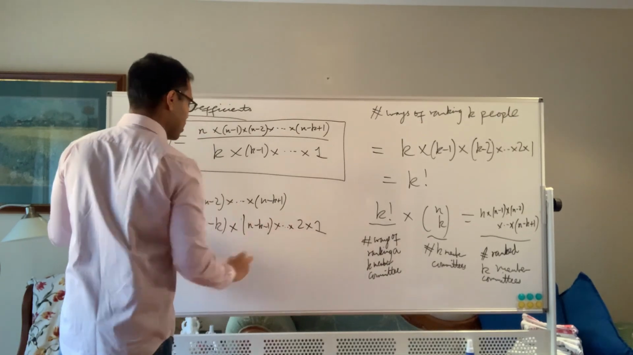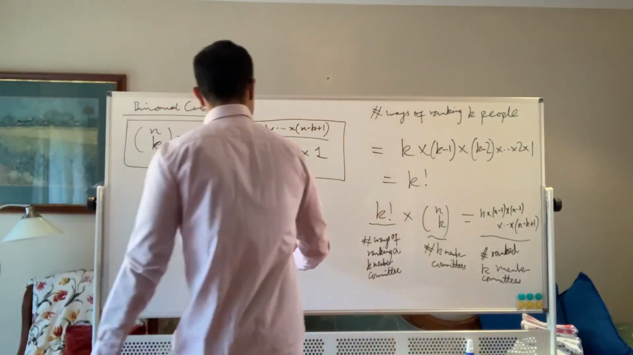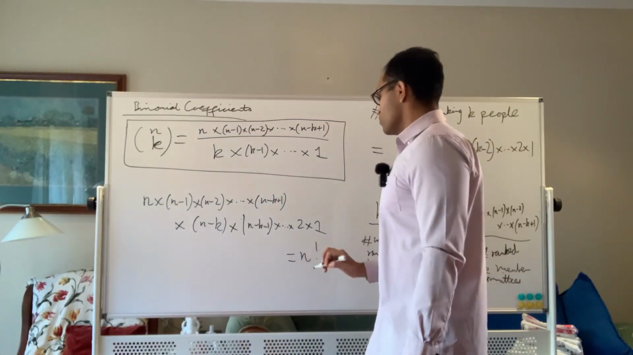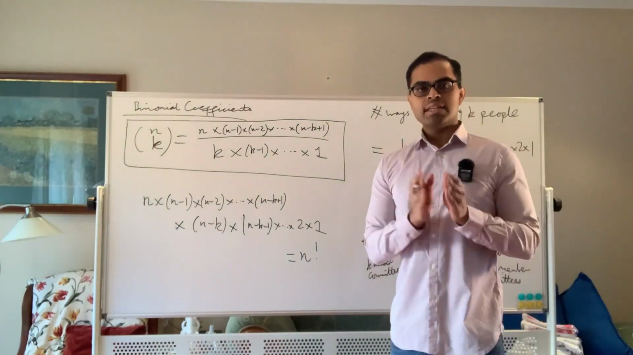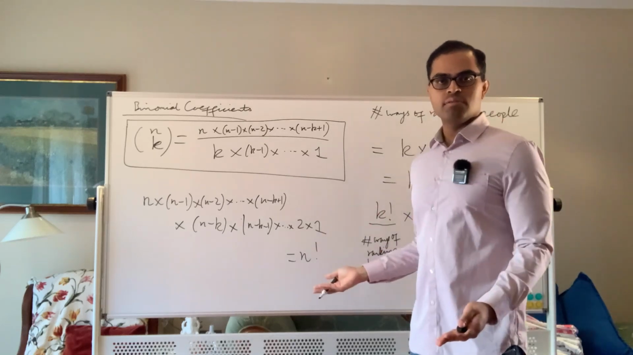Okay, so you multiply all the numbers up to 1. This is just the product of the first n numbers. So it's what we call n factorial. It's just n times n minus 1 times n minus 2, etc.